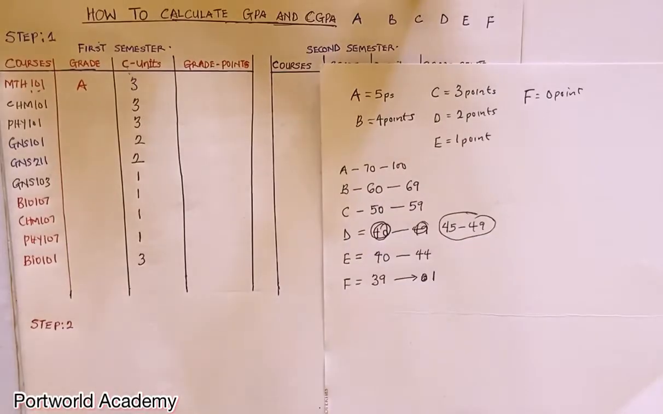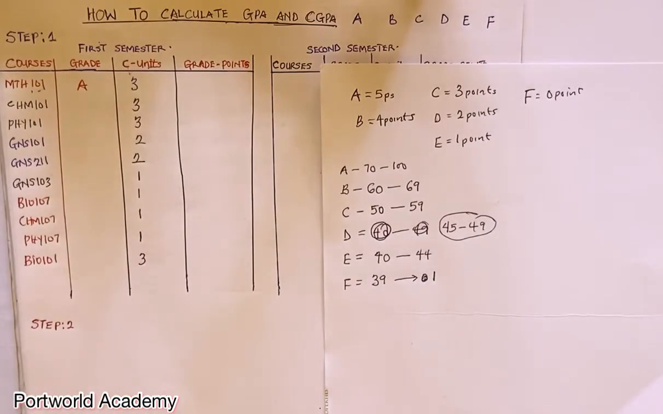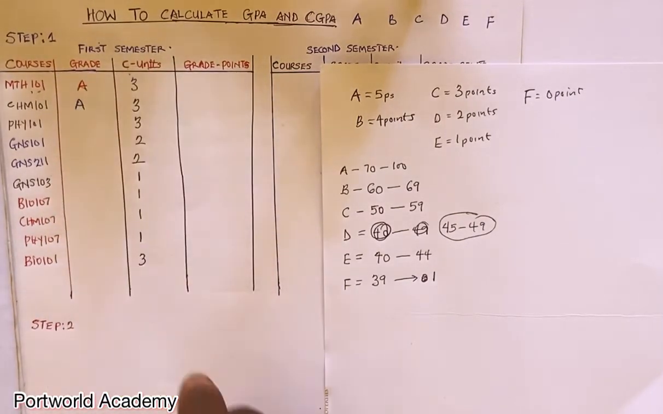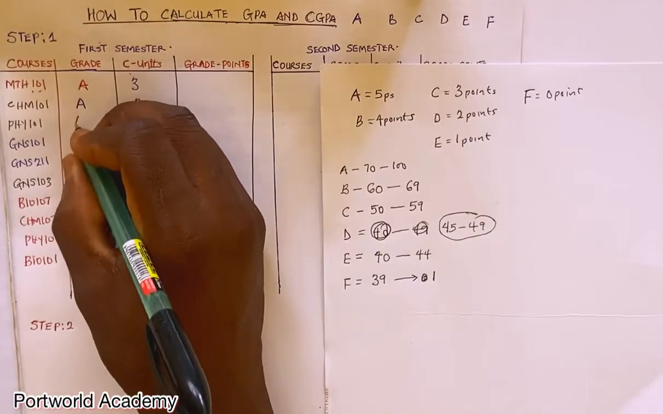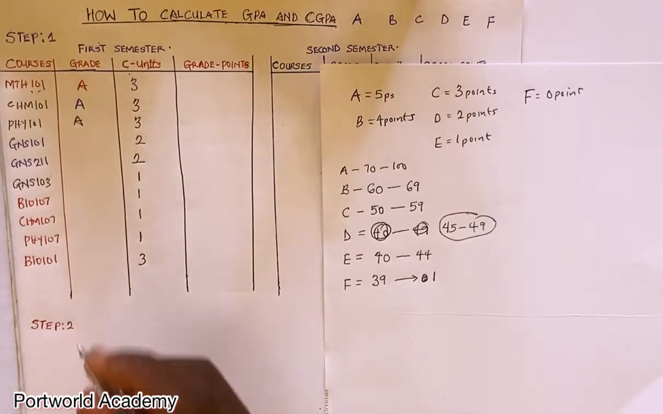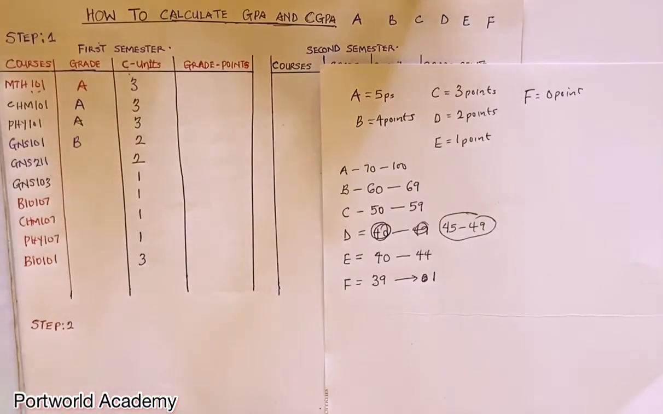Even though you have 80, it's still the same thing as A. Then let's move to CHM. In this case, let's say you check your CHM 101 results. You're like, wow, it is A. You have A in CHM. That means that student must be a very brilliant student. Okay, you check your physics as well. You had what? A. Wow, this is a genius, right? Then let's say GNS 101, you have B. Oh, you're not good in GNS, okay, right?